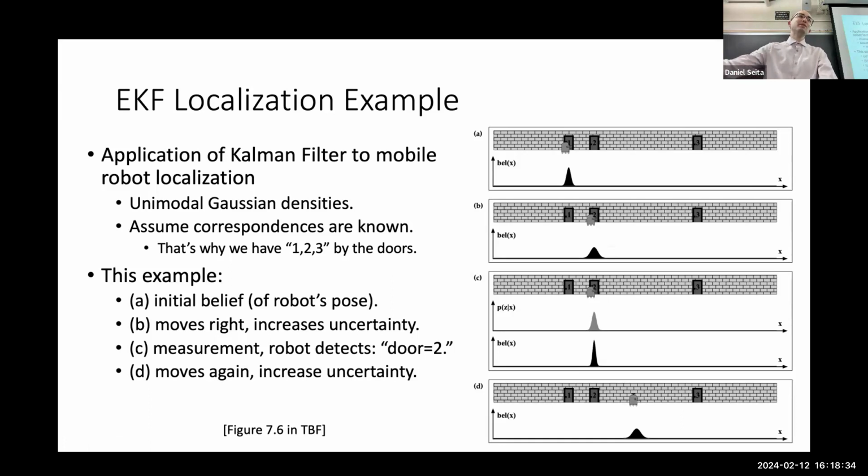And the measurement is what? Like, what's the measurement here? Yeah, so the measurement is just, the robot looks at the wall and it knows where in the wall it's looking at, basically. And if it sees that there's a door in front of it, it knows exactly what door it is, because we're assuming known correspondence. Then basically that's what's going on.